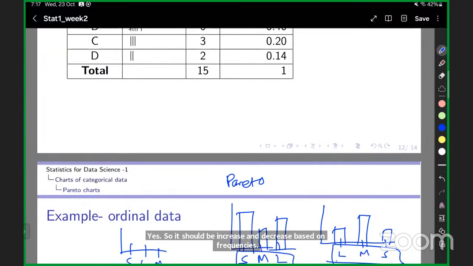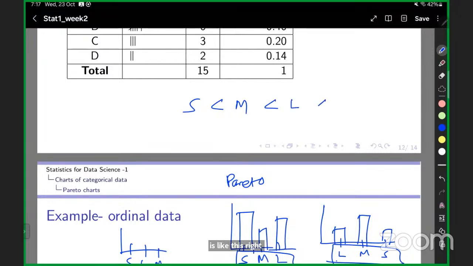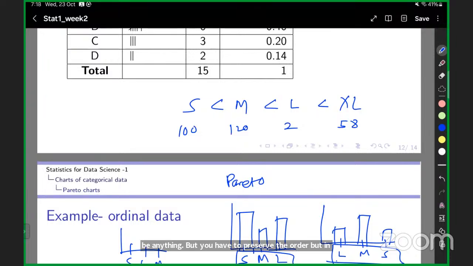Here the order is inherent, right? Let's say size is like this, the sizes are already ordered. There is no relationship between categories and frequencies. In this case, frequency could be anything, like 100, 122, 58, could be anything. But you have to preserve the order. But in nominal data, if you have this kind of data in a nominal way, then you can make a Pareto chart because you want the highest frequency first, then maybe a little lower, then a little lower, and further lower, right? So this kind of data we want in a nominal way. If you represent it so, then it will become a Pareto chart.